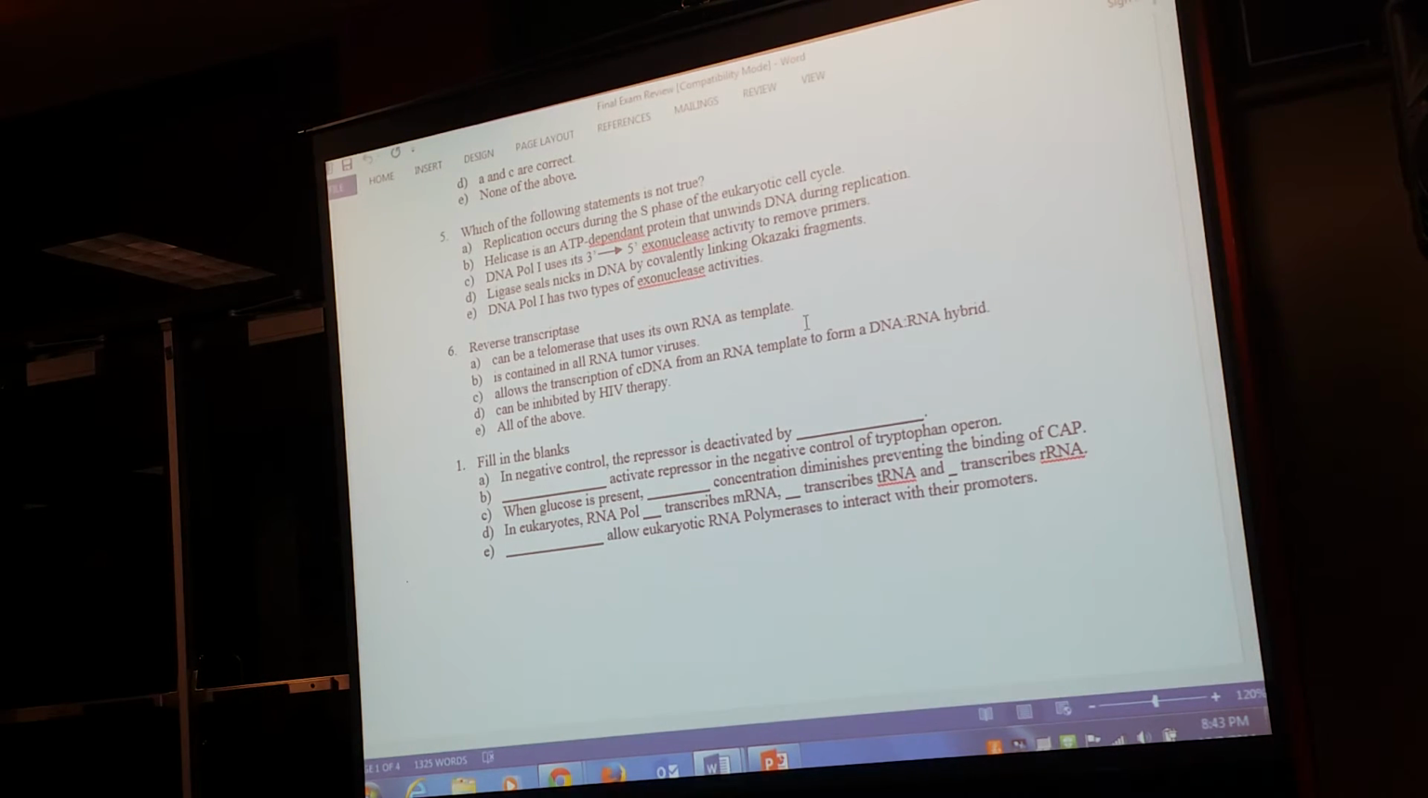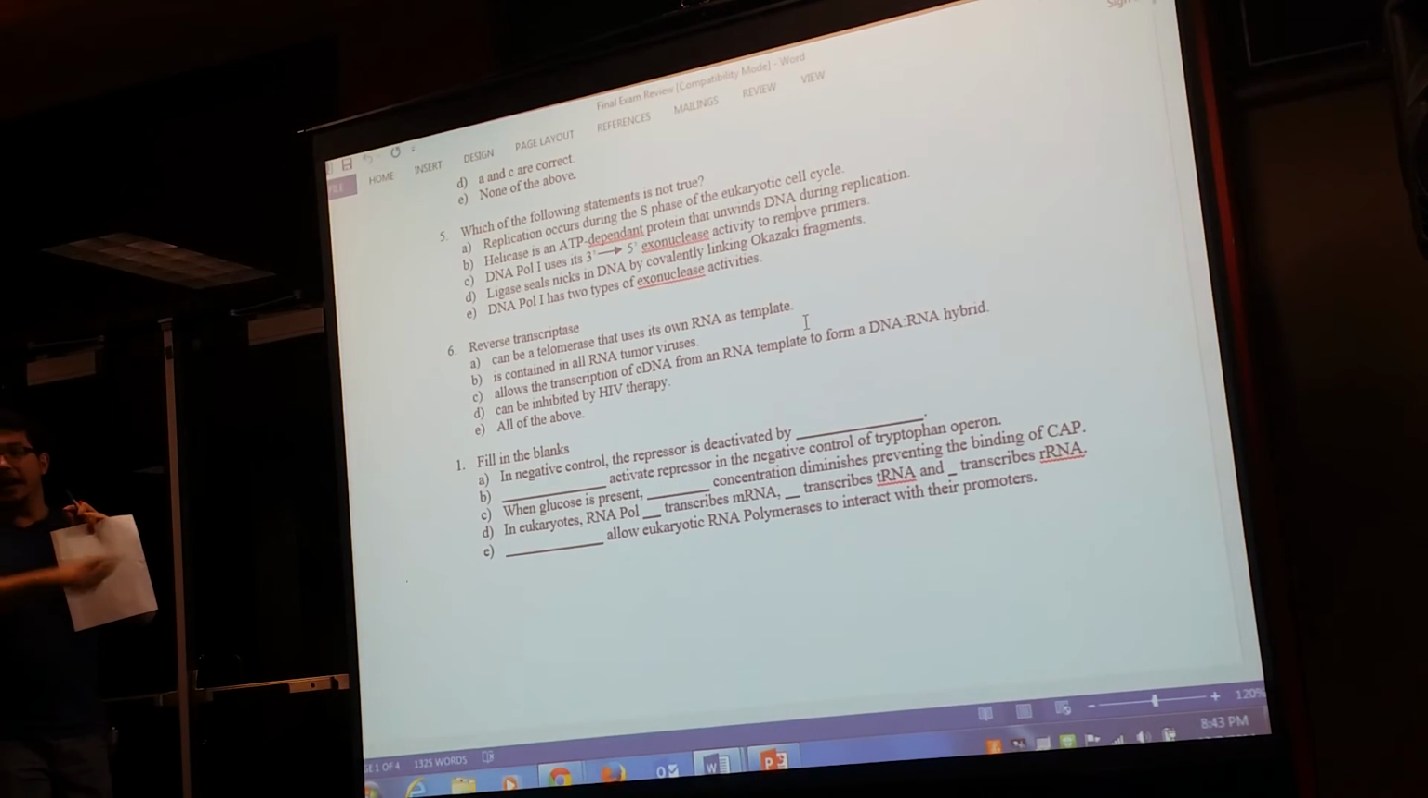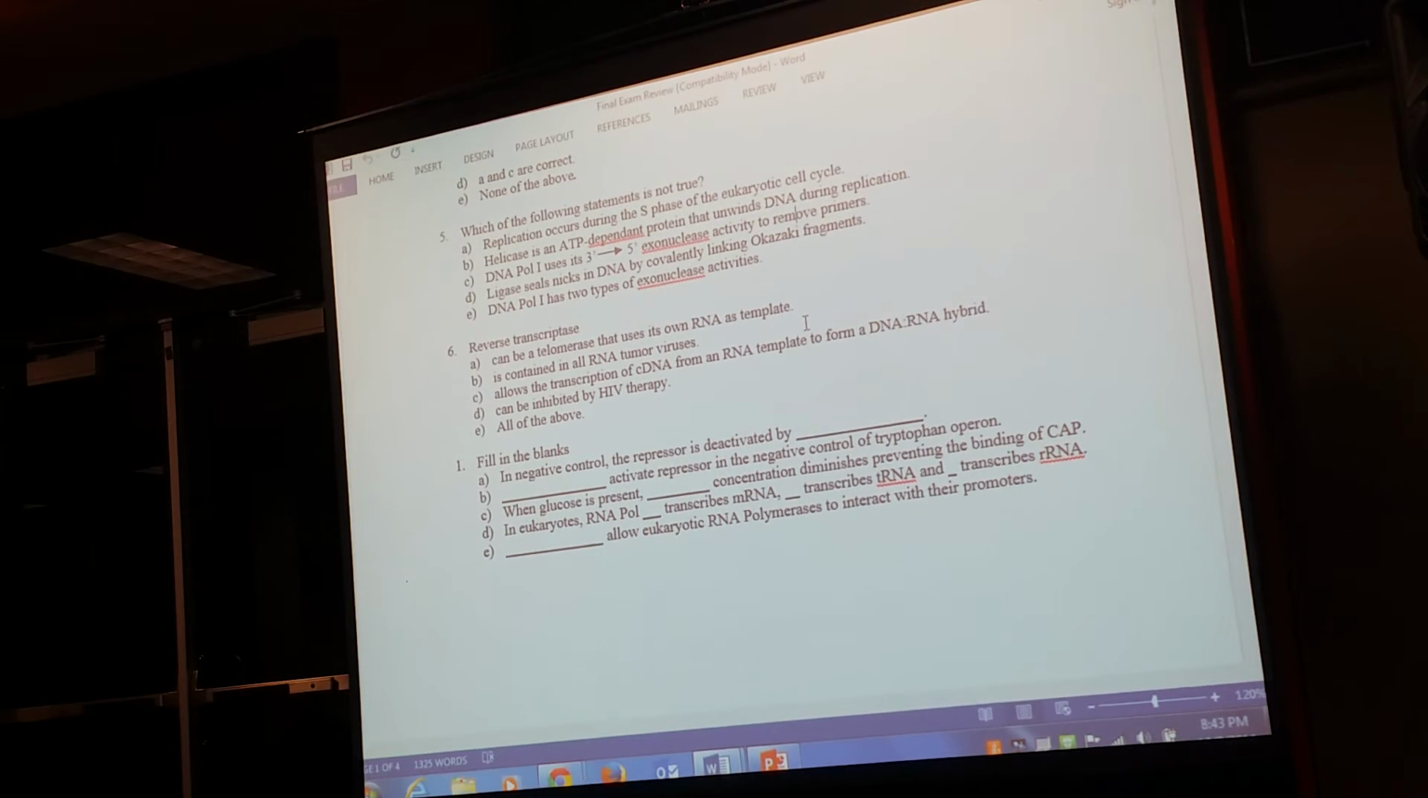So 6, reverse transcriptase is contained in all RNA tumor viruses. That is true. Reverse transcriptase allows the transcription of complementary DNA from an RNA template to a DNA-RNA hybrid. That's true, that's the first activity. The second activity of reverse transcriptase is to hydrolyze that hybrid. And the third activity is DNA-directed DNA polymerase. Reverse transcriptase can be inhibited by HIV therapy. That is true as well, so all of the above.